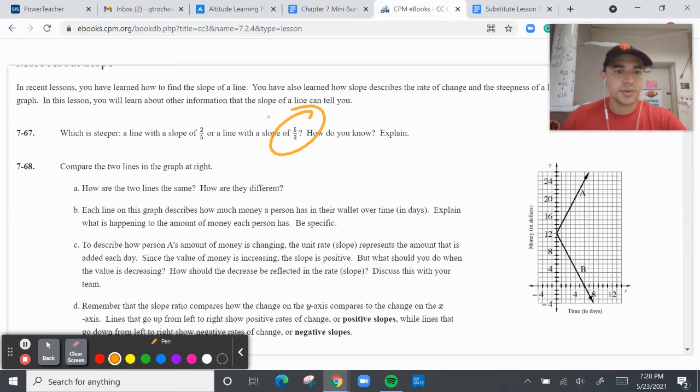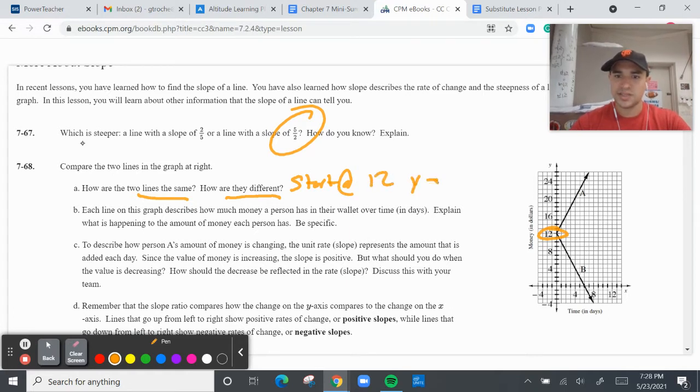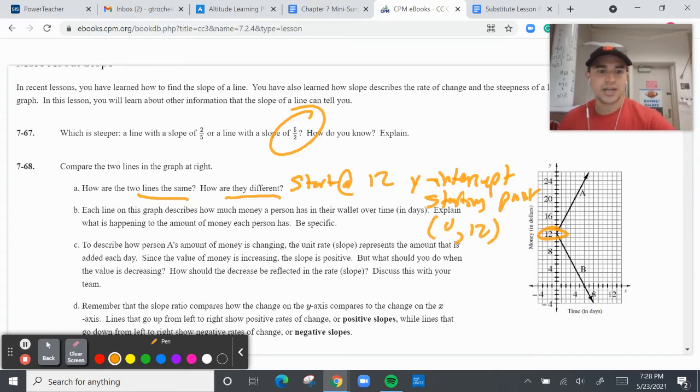Next, we have compare the two lines in the graph at right. How are the two lines the same? How are they different? Well, if you look here, they start at 12. So that's for the y-intercept. And the y-intercept is also called a starting point. And that's going to be 0, 12. All right, so that's the first thing, how they are the same.